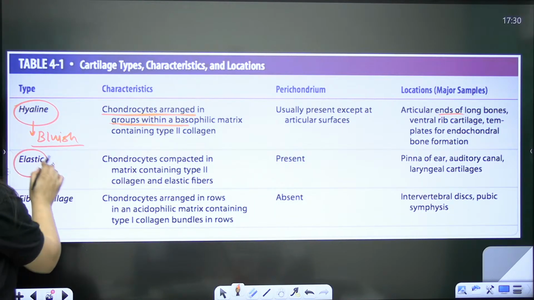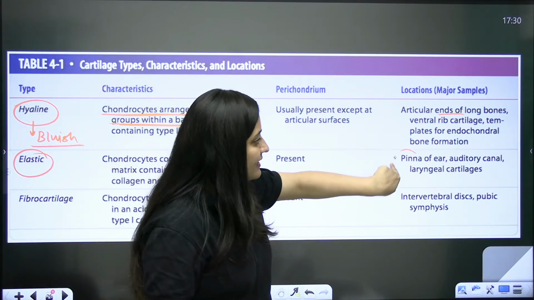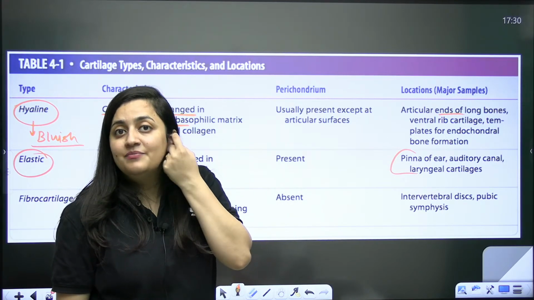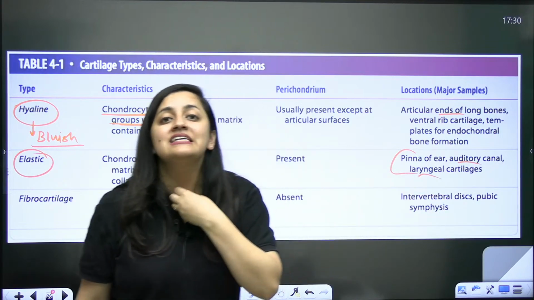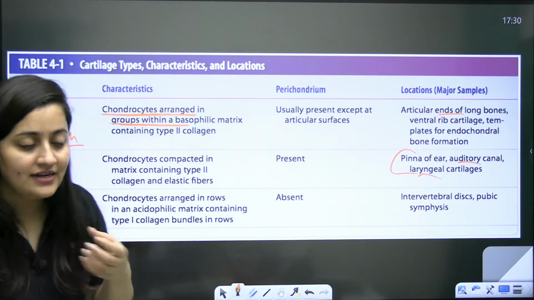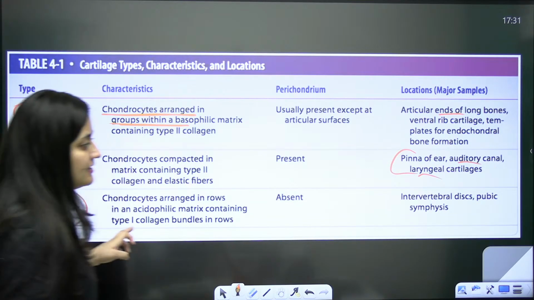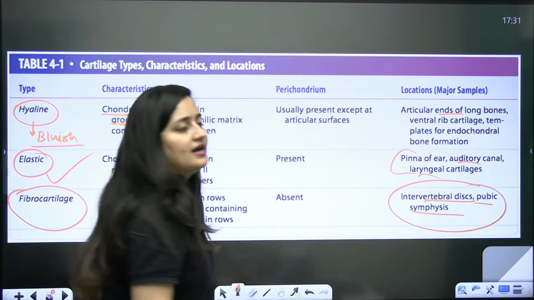Now elastic cartilage, see, we can move it. So the pinna of the ear has elastic cartilage. The auditory canal, the external meatus, also has elastic cartilage. In the larynx, the voice box has cartilages that are also elastic cartilages. And fibrocartilages: intervertebral discs and pubic symphysis are the examples here.